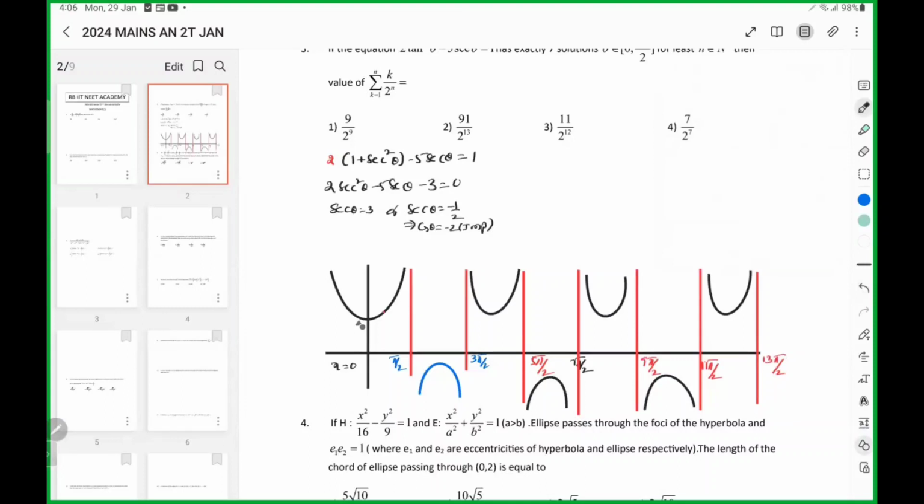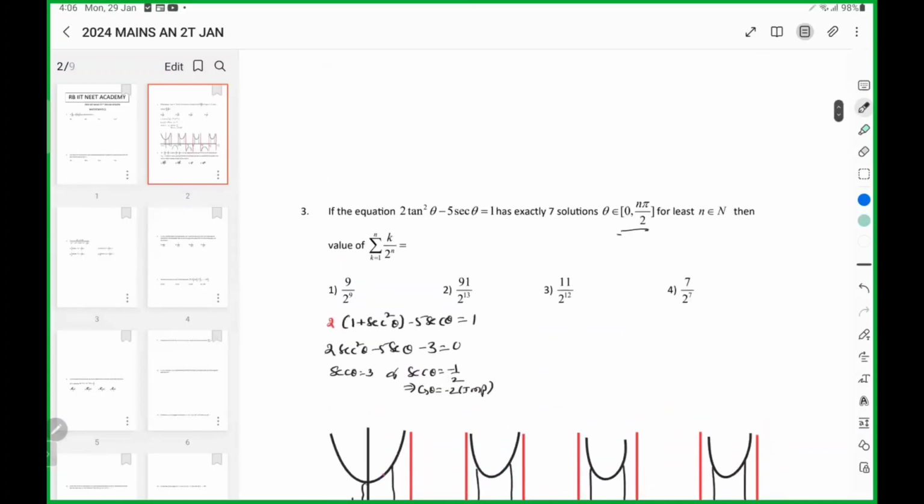Now secant 0 is 1. And here secant theta is 3, so 3 is somewhere here. Correspondingly one solution, second solution, third, fourth, fifth, sixth.